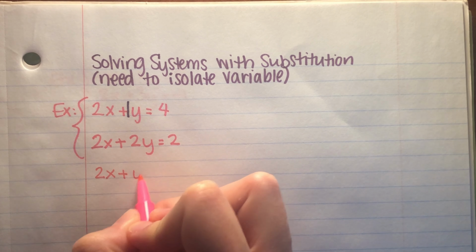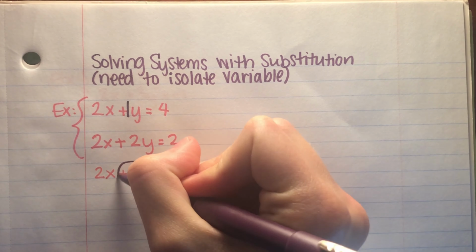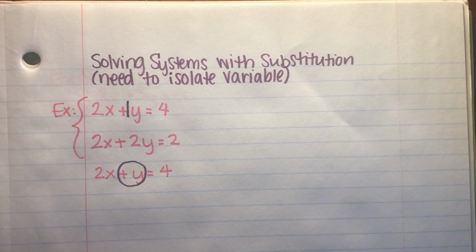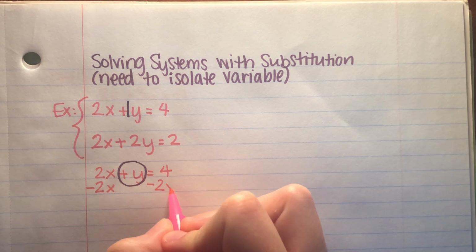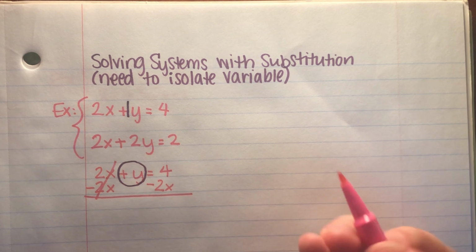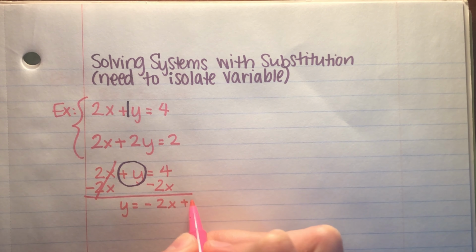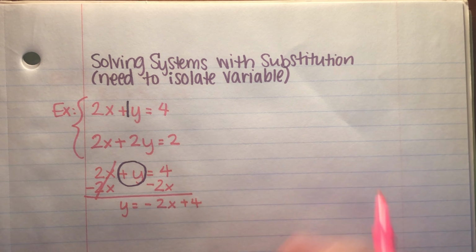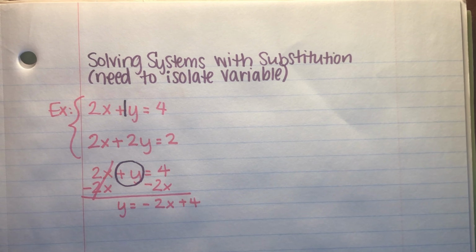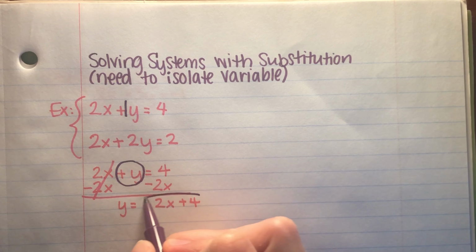So let's rewrite our original equation. And again, we want to solve for y. So that means we want to isolate y. So I'm going to subtract 2x from each side. And I'm left with y equals -2x plus 4. Remember, these are not like terms, so we have to keep them as two separate terms. We can't combine them.